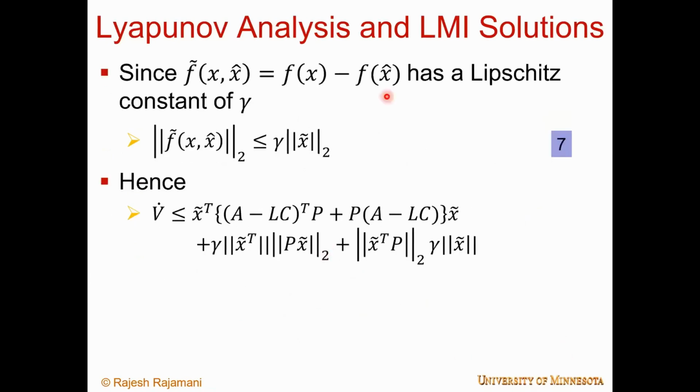So we use the Lipschitz assumption on f tilde. The norm of f tilde is less than or equal to gamma times the norm of x tilde. We can substitute that in the Lyapunov function derivative. For V dot, the first quadratic term remains the same, and then f tilde gets replaced using equation 7. So you get gamma times the norm of x tilde, times the norm of P x tilde, plus x tilde transpose P times gamma times x tilde.